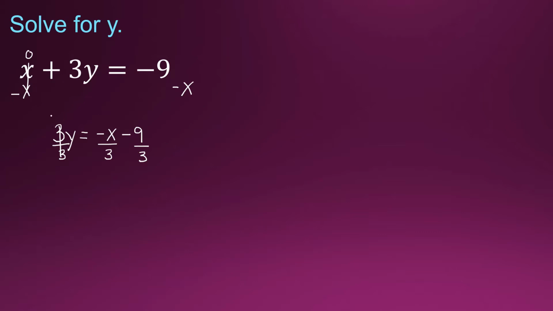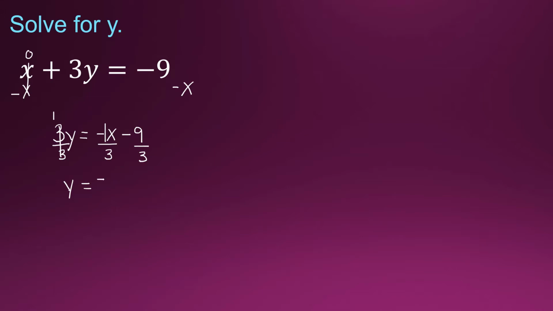3 over 3 on the left-hand side becomes 1. I'm able to bring down my y. And then I have this on the other side. This might throw some of you off with the first term. I have negative x over 3. However, if we think back to our discussions before, if there's no number in front of the x directly, we know there is a 1 there. So I have negative 1x over 3.